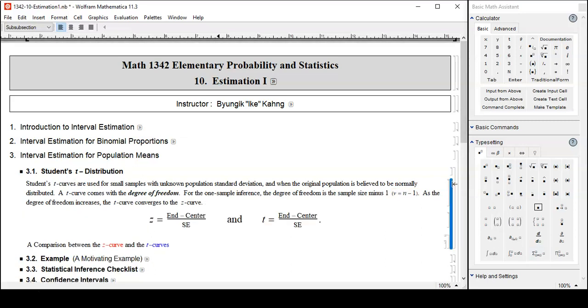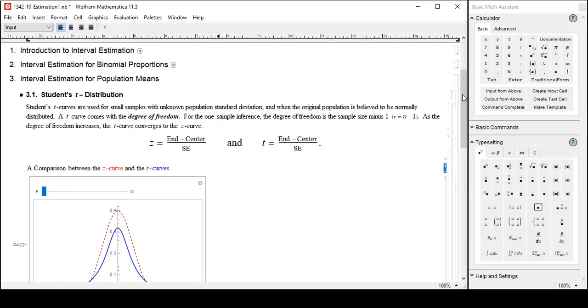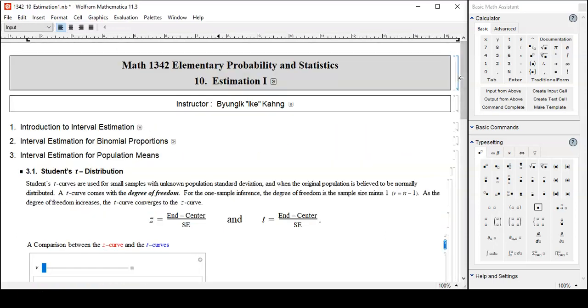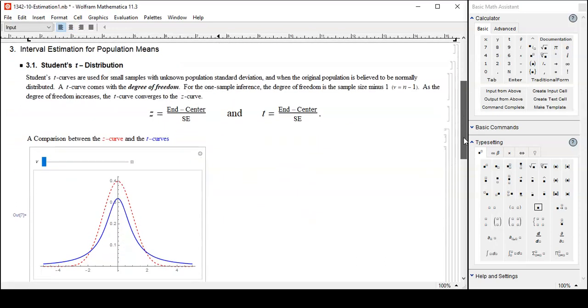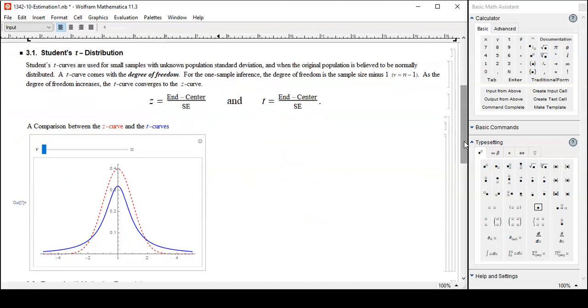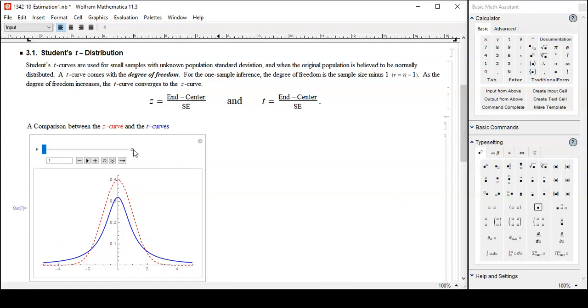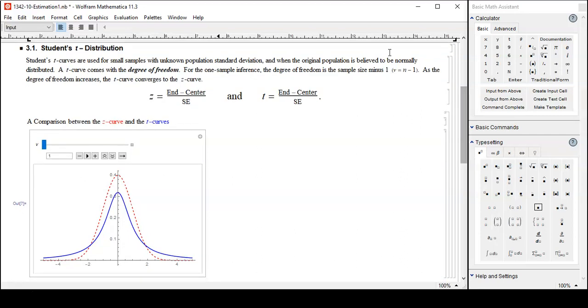By the way, here is an interactive visualization of the student's t-curve. The solid curve is the t-curve, and the dotted red curve is a z-curve, the normal curve. As you can see, the normal curve is more concentrated toward the center, and the t-curve is more spread out. And this particular case here is the degree of freedom of 1, so the sample size must be 2. Remember the degree of freedom is n minus 1. So sample size of 2, and then let's increase.